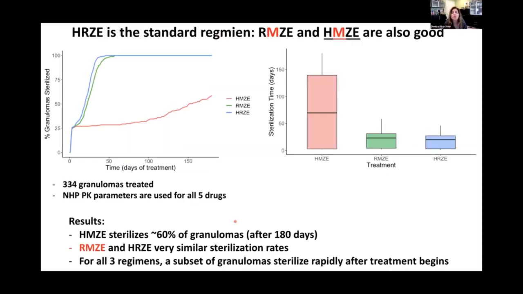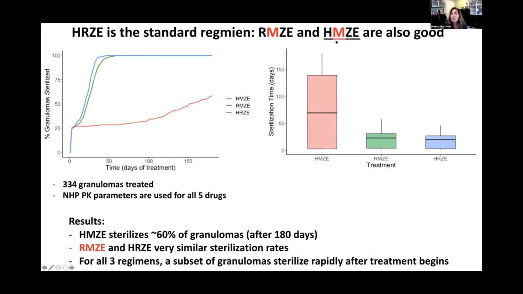So I want to tell you a little story. HRZE is the standard regimen used for TB treatment. And recently there were a lot of studies that looked at swapping out the H with moxifloxacin, which is a fluoroquinolone. So we did this study using these drugs, including moxie. And what we found was that, yes, definitely when you swap out, you get improvement in the sterilization time from just the standard treatment.